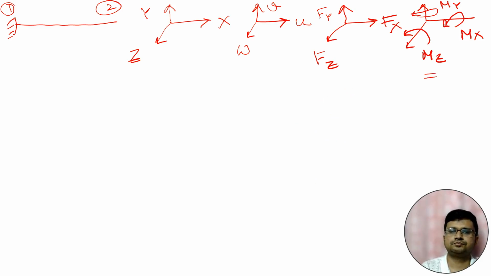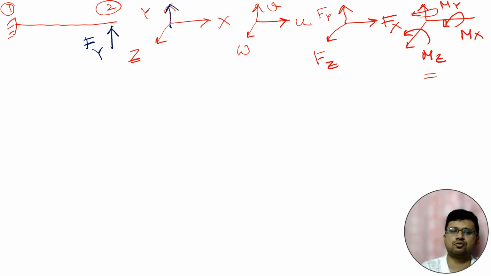Now, for the cantilever beam problem, normally there will be some force and moment at this particular node. If we consider the positive force, then positive force will be along the upward direction, because we are considering the upward direction as the positive y direction. So if the force Fy is along the upward direction, then it will be positive. If it is downward, then it will be negative.